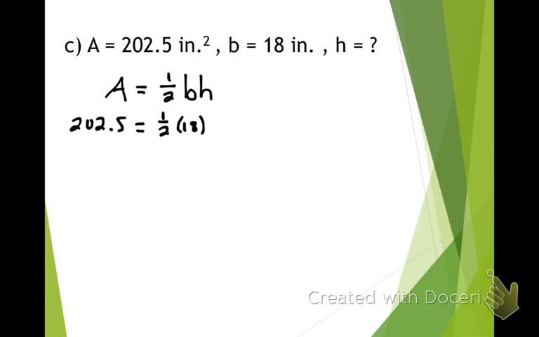What's my height? H. Okay. Now, keep your equal sign right there. Keep the things lined up. I'm bringing down 202.5. Is there anything that I can do on this side? 9. Yeah, 1/2 of 18 is 9.